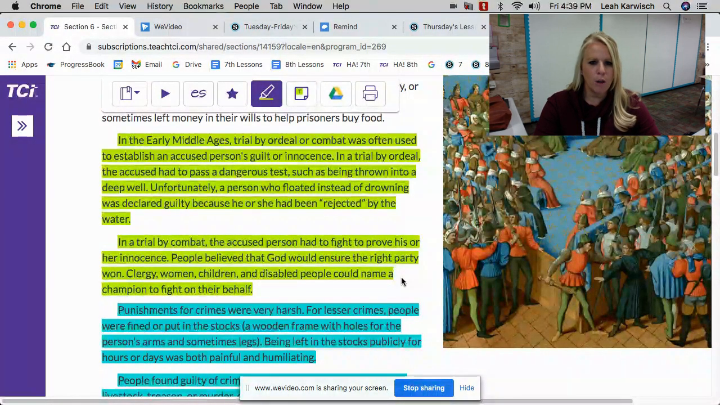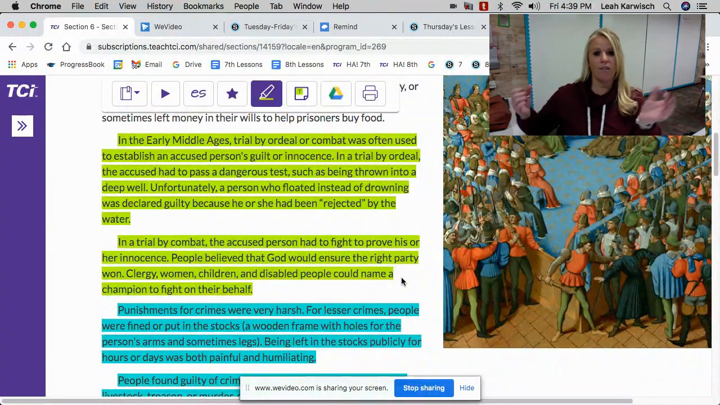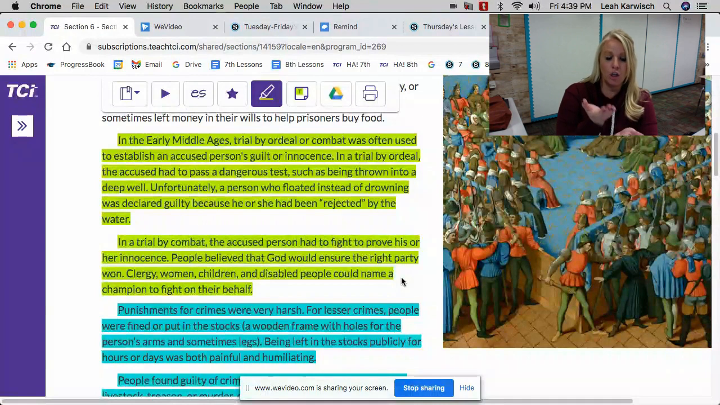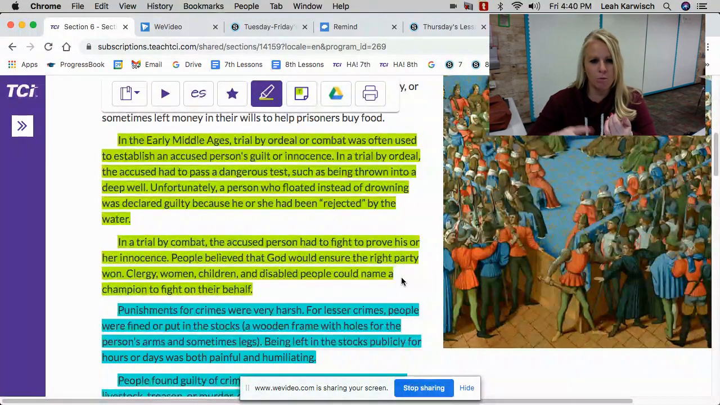Unfortunately, a person who floated instead of drowning was declared guilty because he or she had been rejected by the water. Okay, so let's get this straight. A well is like a deep well. Think of the movie Lassie, if you've ever seen that. You can't get out on your own. So if you come to the top of the surface, you live because you're not drowning, but they also thought you were guilty. But if you had sunk to the bottom, you die, but then you're innocent. Doesn't make a whole lot of sense.